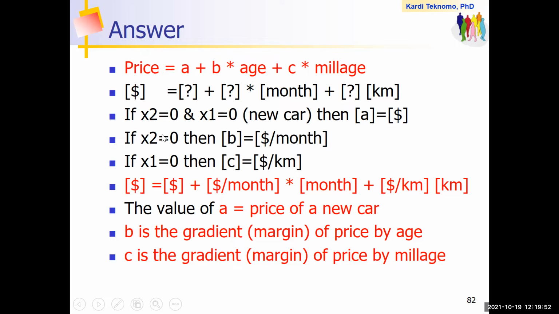If you put X2 is 0, the mileage is 0, then you have what? The price equals A plus B times age, but A is already in US dollar. That means B you can put as US dollar per month. The same thing, if you put X1, which is the age, as 0, then C is in US dollar per kilometer. Then you can check the unit must be correct. So B and C in here are the gradient or the slope of the price by the age and the mileage.